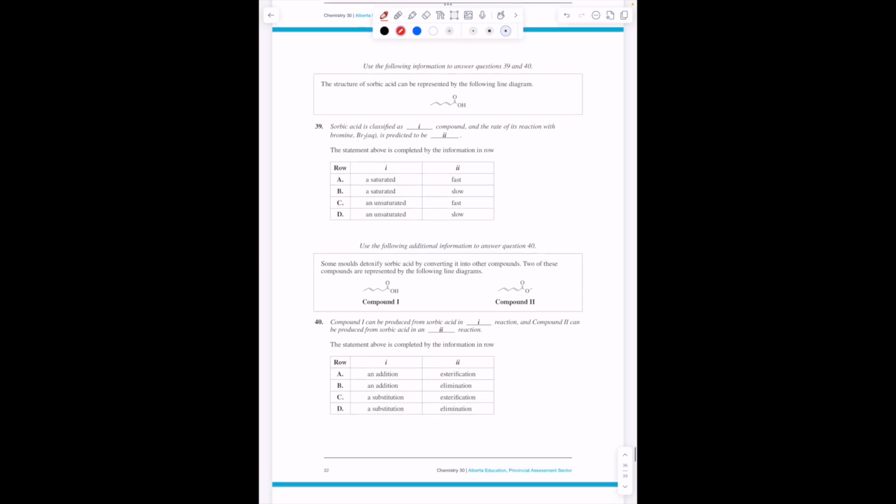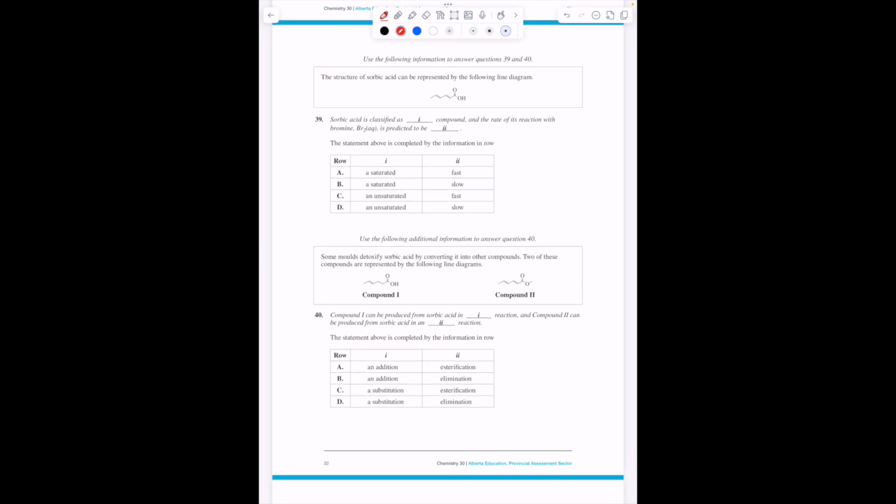Okay, we're on the home stretch here. Let's see if we can get this test done. Sorbic acid is classified as saturated or unsaturated, and the rate of its reaction with bromine is predicted to be fast or slow. All right. Okay, well, I see double bonds, which means unsaturated. So it's got to be C or D. And bromine reacts with double bonds.